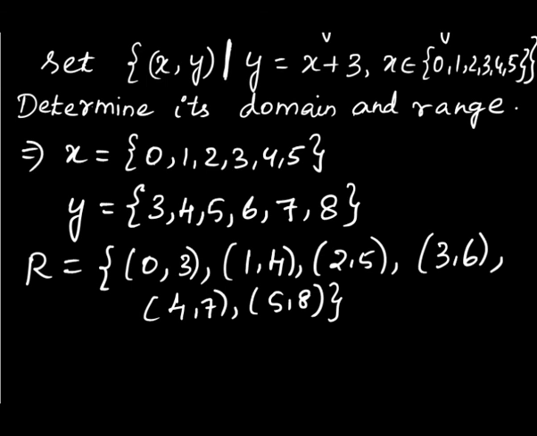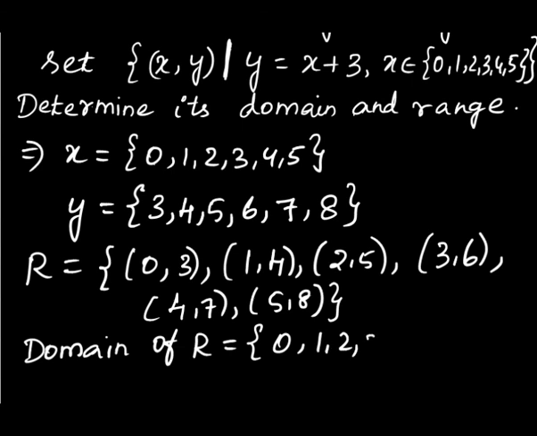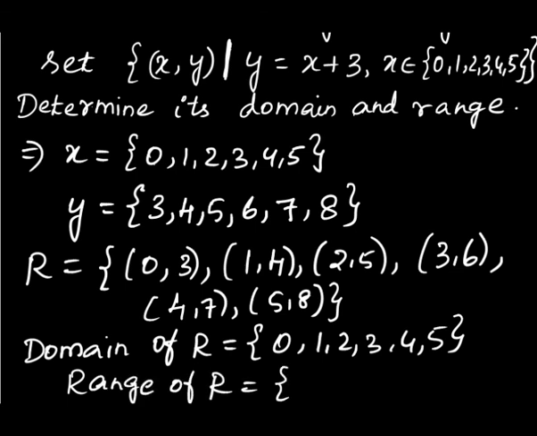So after finding the relation, we need to determine the domain and also range. So domain is nothing but whatever elements you have written first in a relation is your domain. So domain of R is equal to, open the flower bracket, and the first elements are 0, 1, 2, 3, 4 and 5. So next you have range of R. So range of R is nothing but the second elements. So that will be 3, 4, 5, 6, 7, 8. So this is your range.